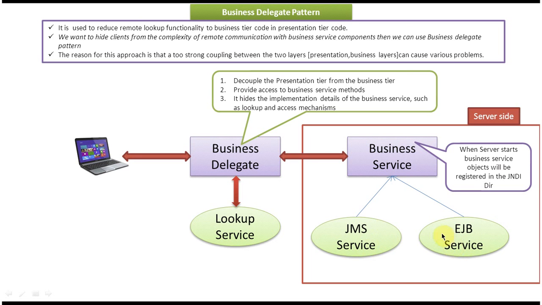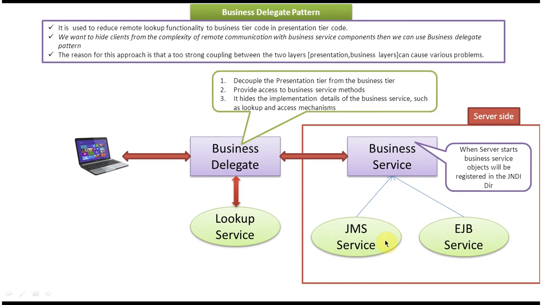Usually when the server starts, the business service object will be registered in the JNDI directory. We register it in the JNDI directory so that the client can do a remote lookup of this business object and call the methods of the business service object. So that is the main reason.